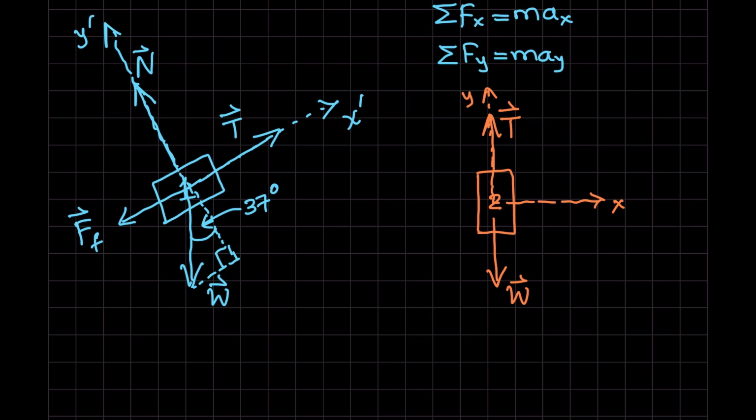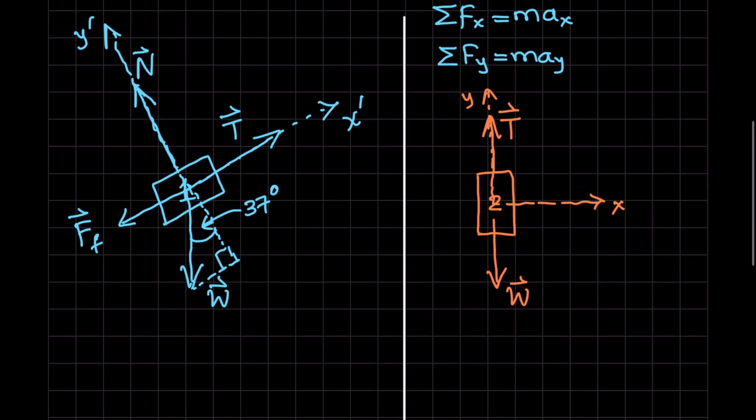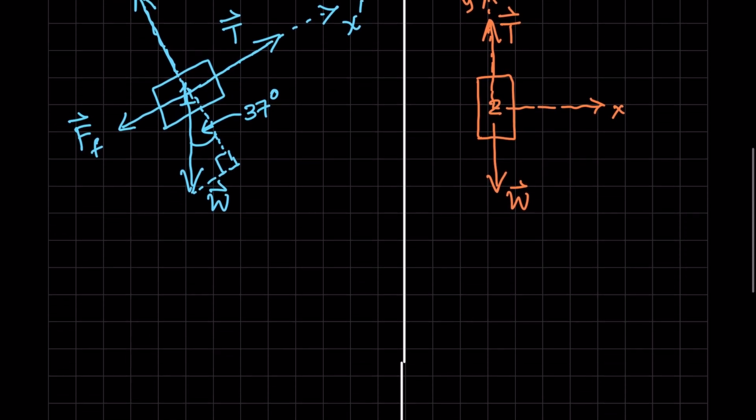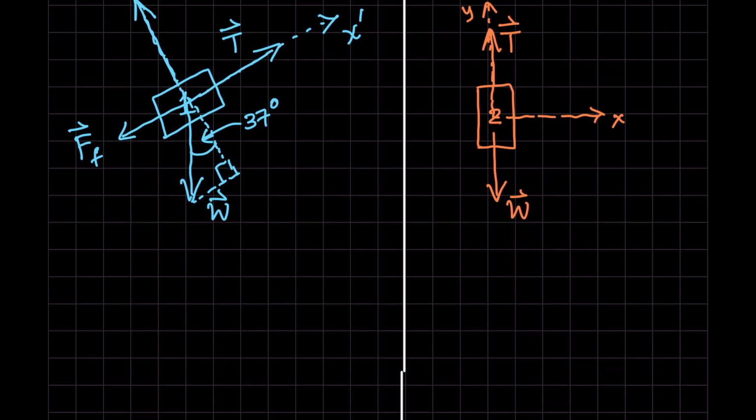Okay, we have the free body diagrams for each object. Let's now apply F equals ma. So on the left-hand side, I'm going to put all the equations for block 1. On the right-hand side, I'm going to put all the equations for block 2. Let's start with block 2. It's a little easier to deal with the forces. Only two forces are acting on it.